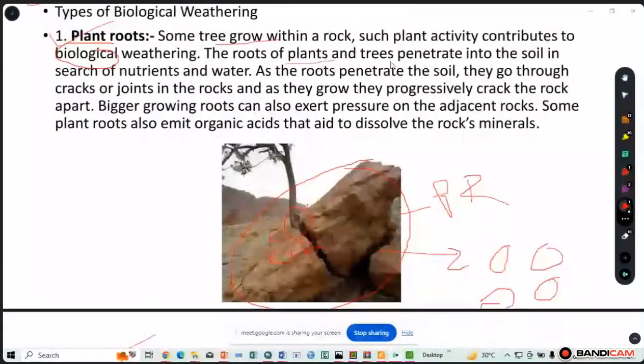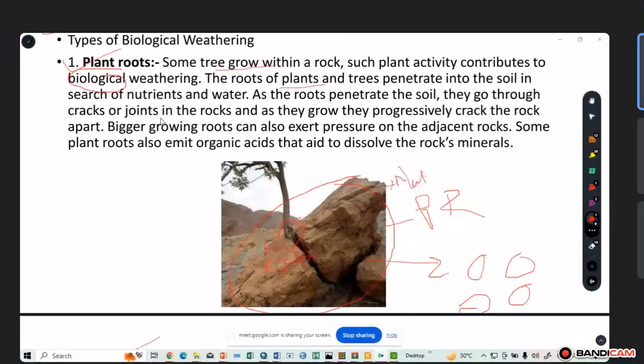The roots of plants and trees penetrate into the soil in search of nutrients, and they go through cracks or joints in the rock, and as they grow they progressively crack the rock bigger and bigger, cracking the rock apart. Read the same thing from this. Okay. When a tree grows into a rock, this type of expansion occurs. Due to this expansion, the rock gets fragmented.